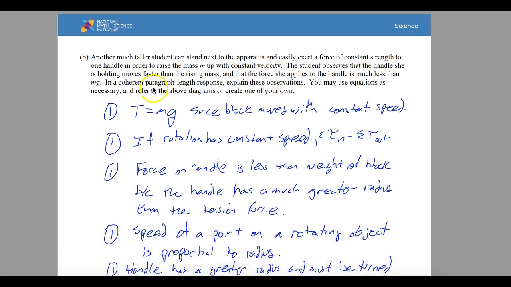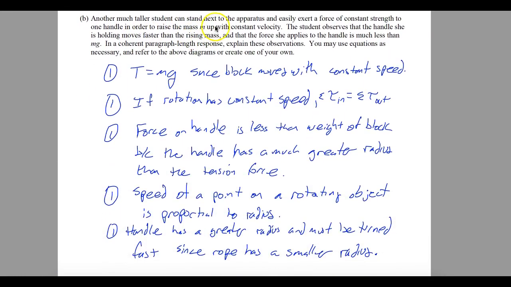For letter B, another much taller student can stand next to the apparatus and easily exert a force of constant strength to one handle in order to raise the mass up with a constant velocity. The student observes that the handle she is holding moves faster than the rising mass, and the force she applies to the handle is much less than mg. So they want us, in a paragraph, to go through and explain why. We can use equations if we want to and refer to diagrams.